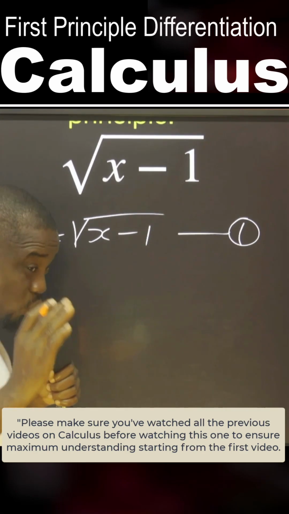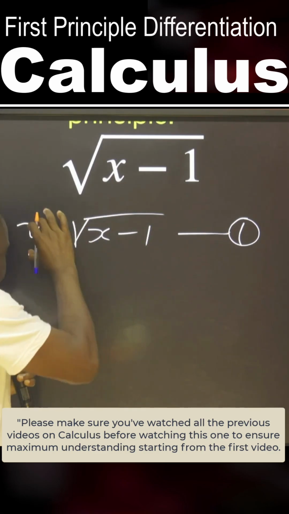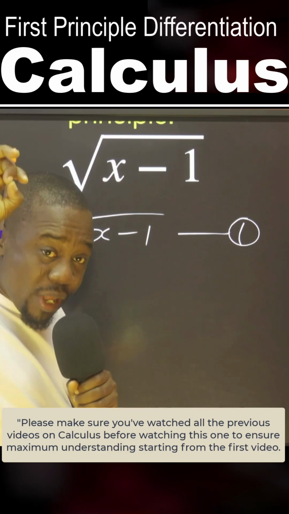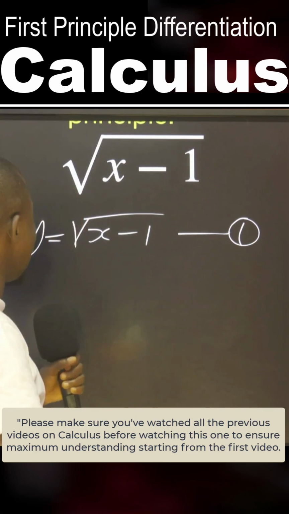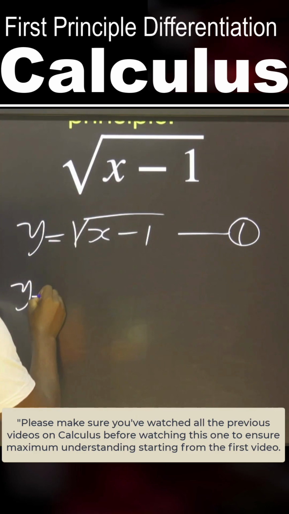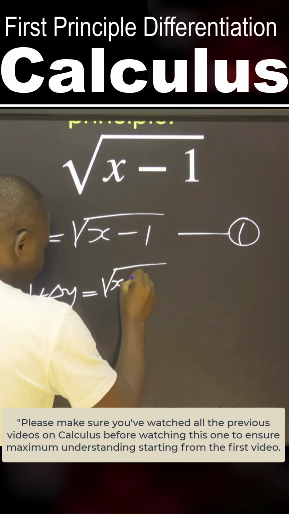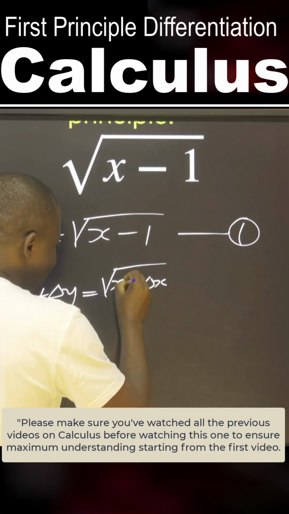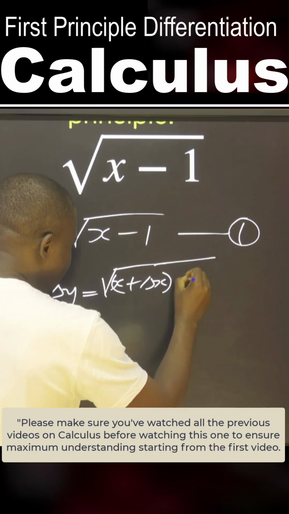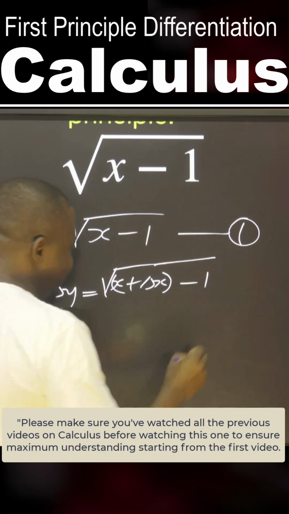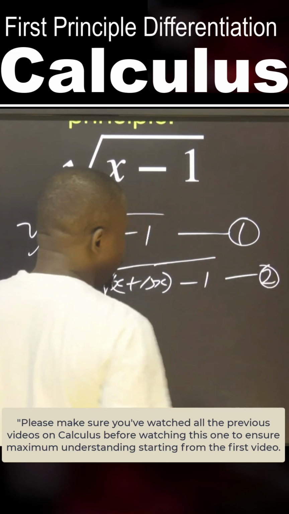Then what we're going to do now is to increase y by delta y. Then we increase x by delta x. That is y plus delta y equals to x plus delta x. We still retain every other thing. We call this equation 2.